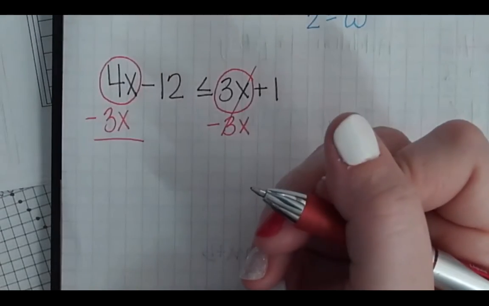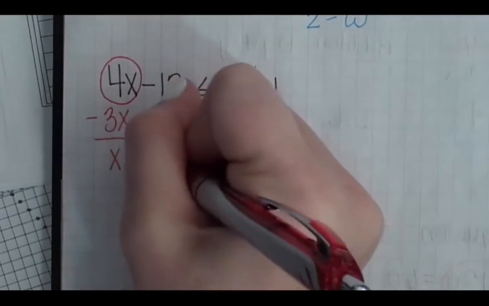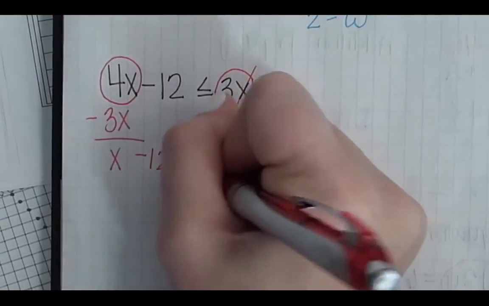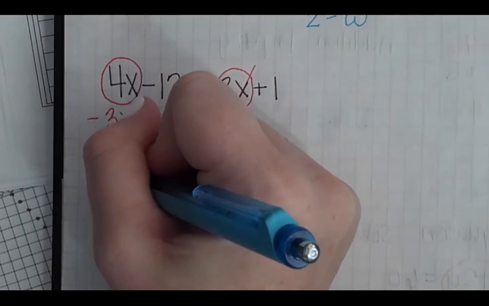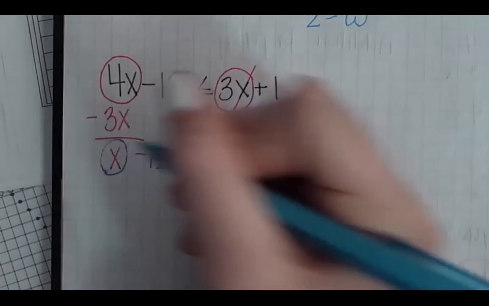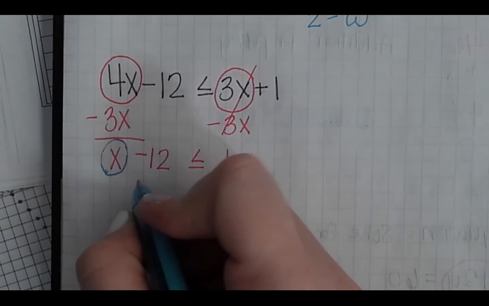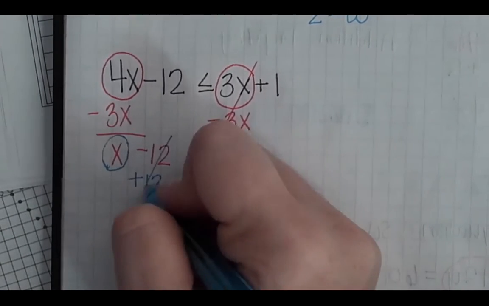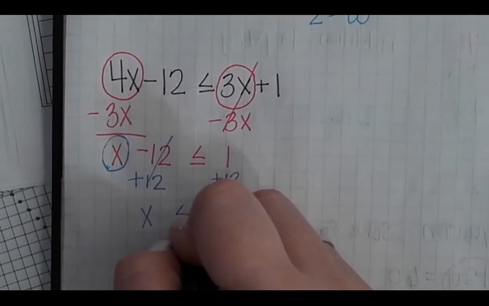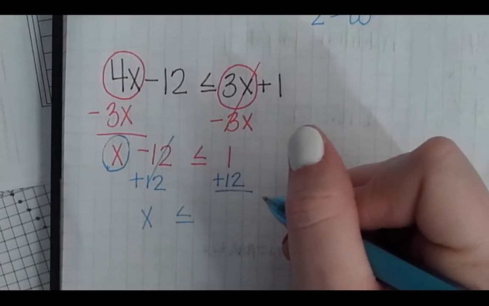What is 4x minus 3x? X or 1x. Bring down your negative 12. Bring down your less than or equal to. Bring down your 1. So then circle your variable again. What's the opposite of negative 12? Or subtract 12 is add 12 and add 12. So x is less than or equal to, what is 1 plus 12?